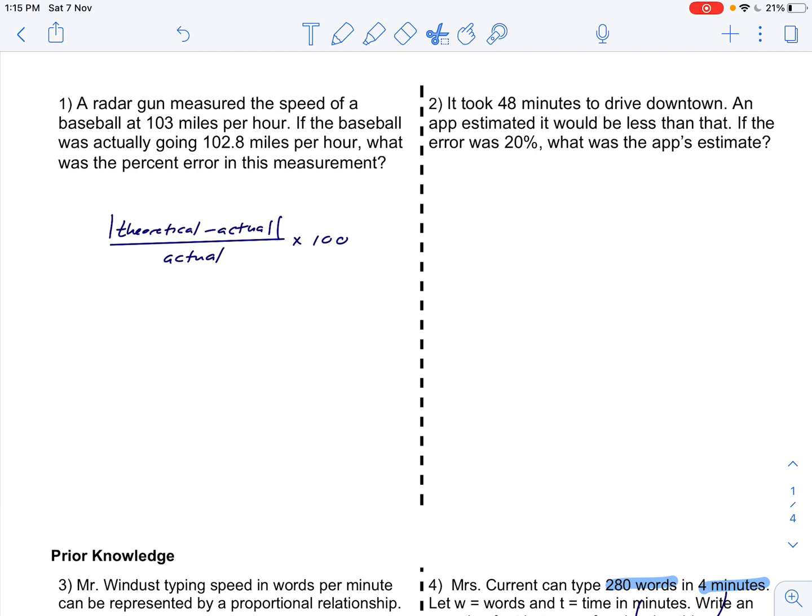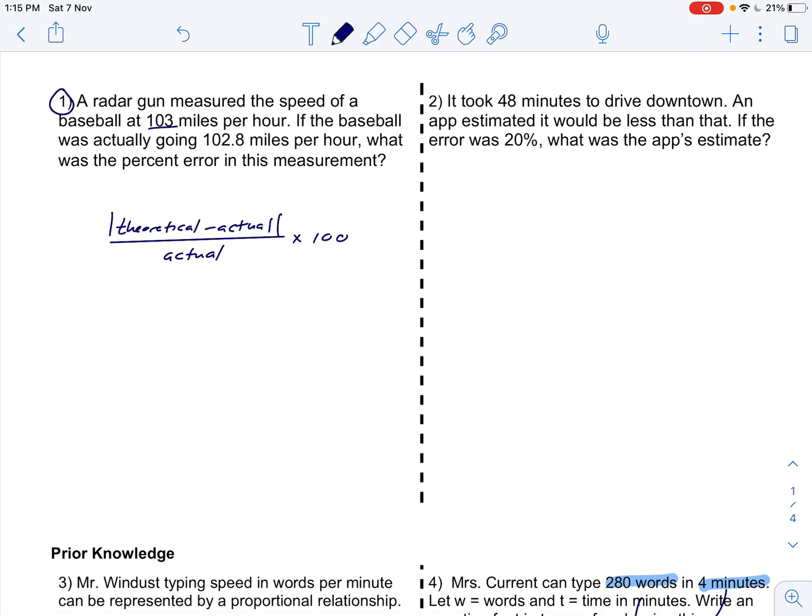I will tell you that when we get to our assessment, number one is really what the question on the test is going to be about. It's going to be giving you two values, like a predicted value and an actual value, and you have to find the percent error between them. So this is the one you really need to make sure you know how to do. I'm going to show you one using the formula and one using our percent equation, and hopefully that'll clear up any misunderstandings, and then I'll do number two as well.